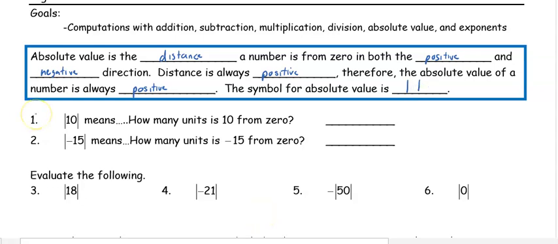So in number 1 we have the absolute value of 10, which means that 10 is going to be 10 units away from 0. The absolute value of negative 15 means how many units is negative 15 away from 0? So it's still 15. If I were standing on a number line, I would count 15 spots over to get back to 0.